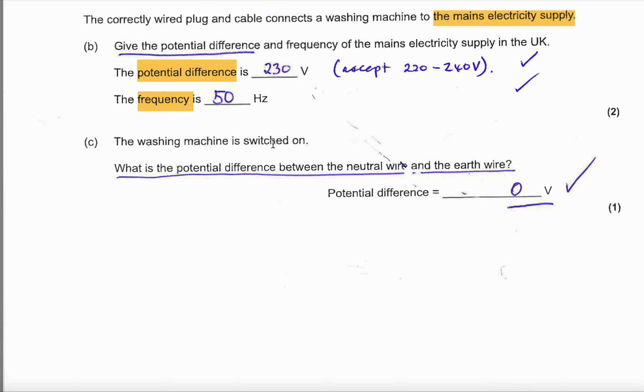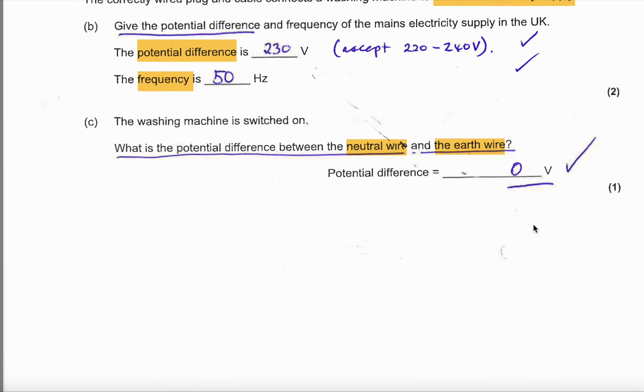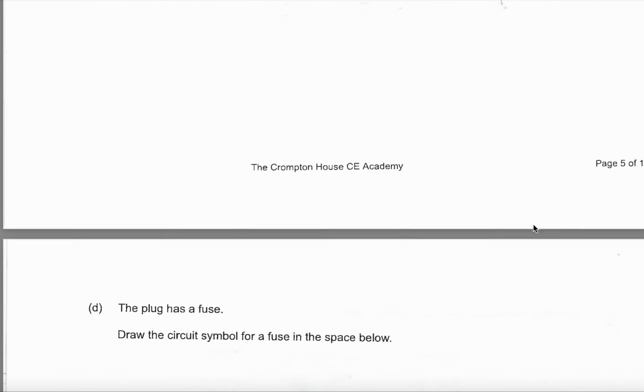The washing machine is switched on. What is the potential difference between the neutral wire and the earth wire? Well, the neutral wire is always at 0 volts, and the earth wire is always at 0 volts. So the difference between them is 0 volts. And be careful, because initially I misread the question. I thought they wanted the difference between the neutral wire and the live wire. Well, the live wire would be 230 volts more than these two, but both of these are kept at 0 volts. So that's easy to misread. So again, read the question very carefully, word for word.